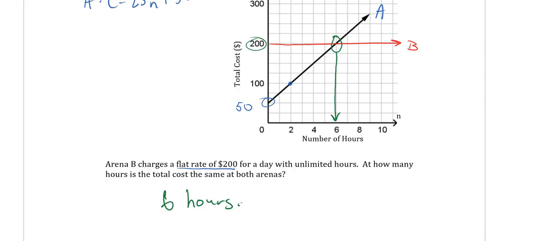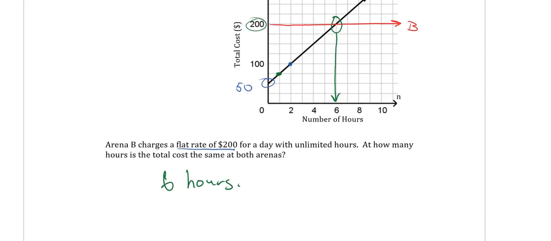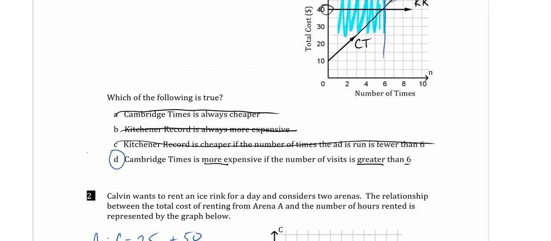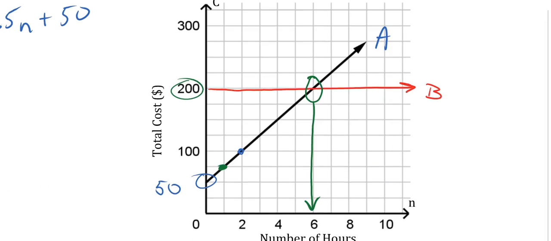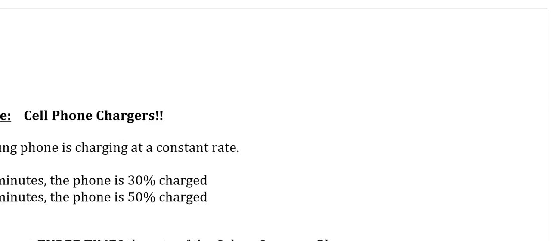In the short term, if you're only going for an hour, oh my goodness, you would rent A because that's going to cost you $50 plus $25 per hour, $75 for 1 hour. Right? So then you get to make a choice. See how every question is a little bit different. This one gave us both and asked a question about it. This one gave us one. We had to draw in the other one. That kind of thing. Okay.